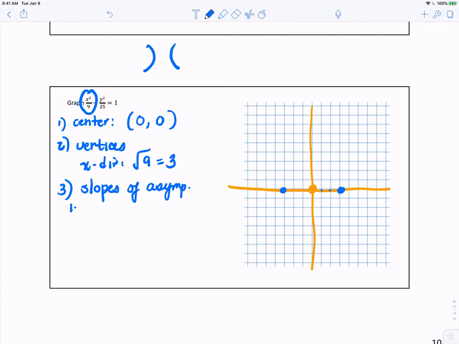Okay, remember that's plus or minus b over a. And what is b? B is the square root of the number underneath y, so b is 5. And a is the square root of the number under x, so a would be 3. So the slopes of the asymptotes are plus or minus 5 over 3. So we're going to go up 1, 2, 3, 4, 5 over 1, 2, 3.